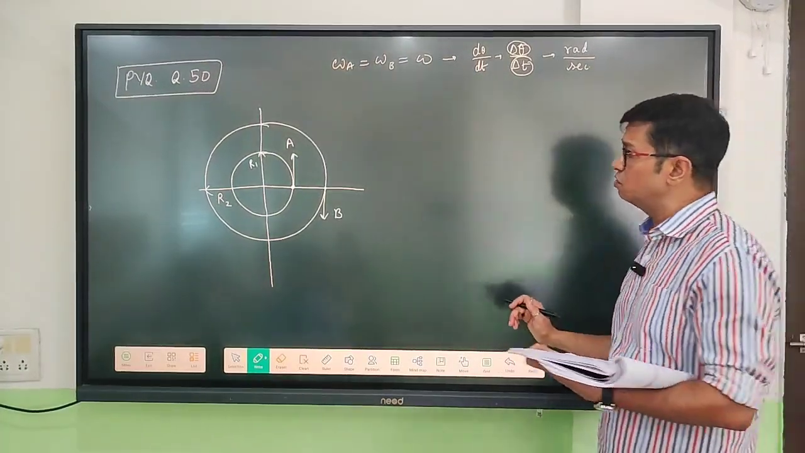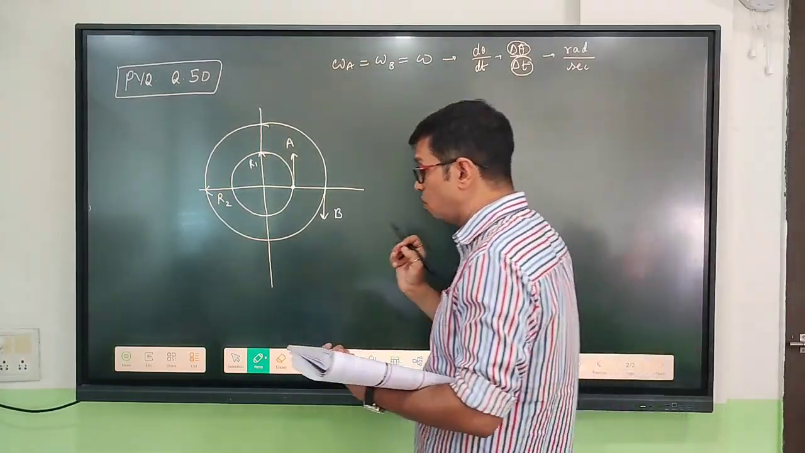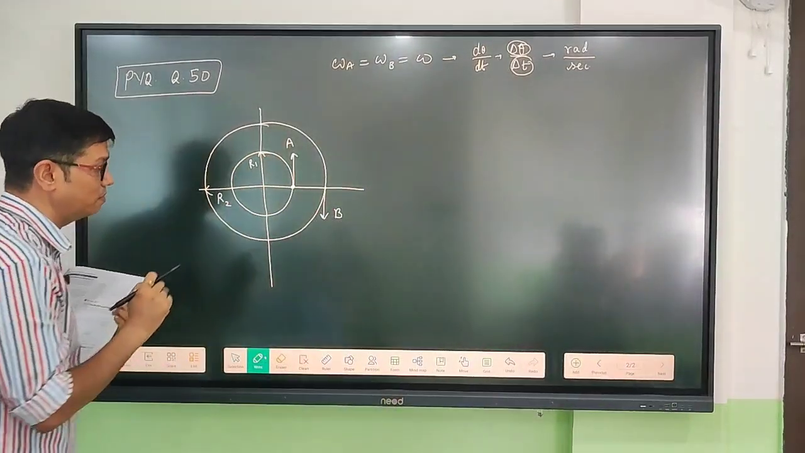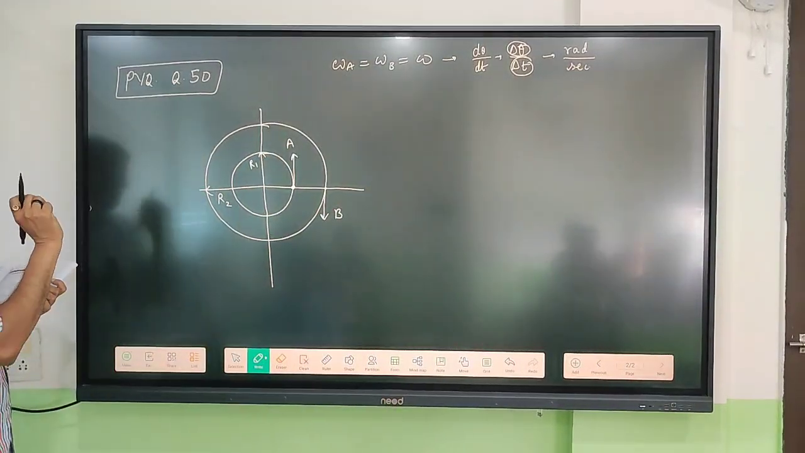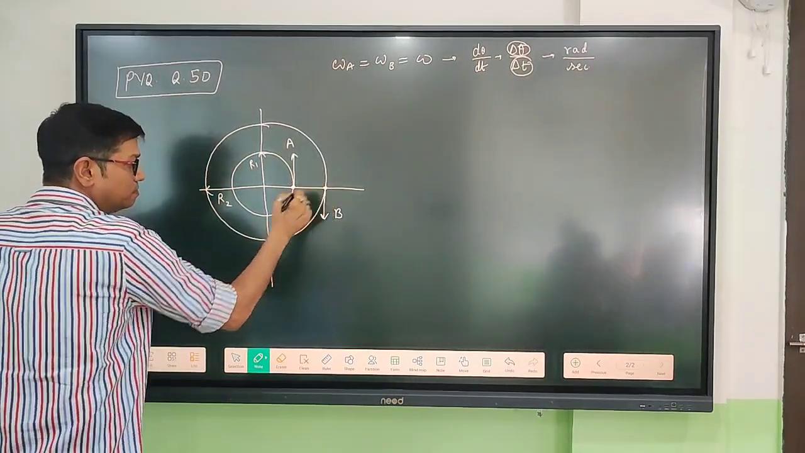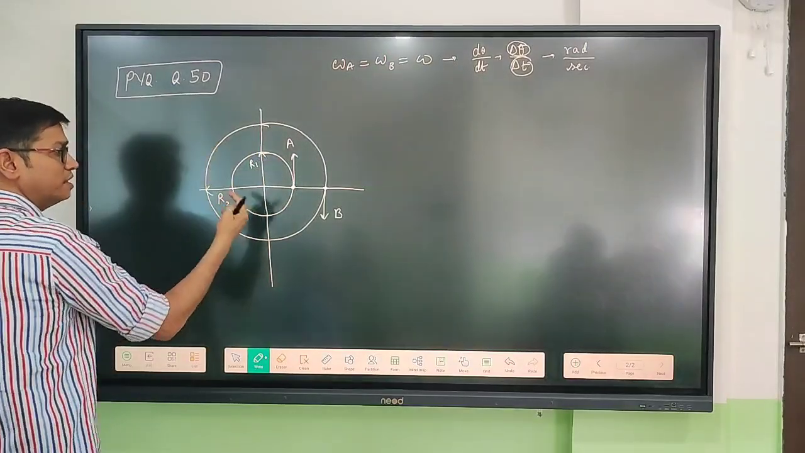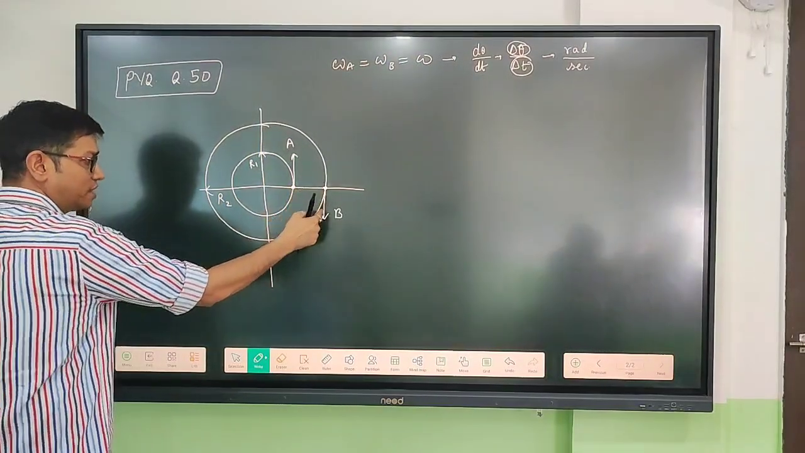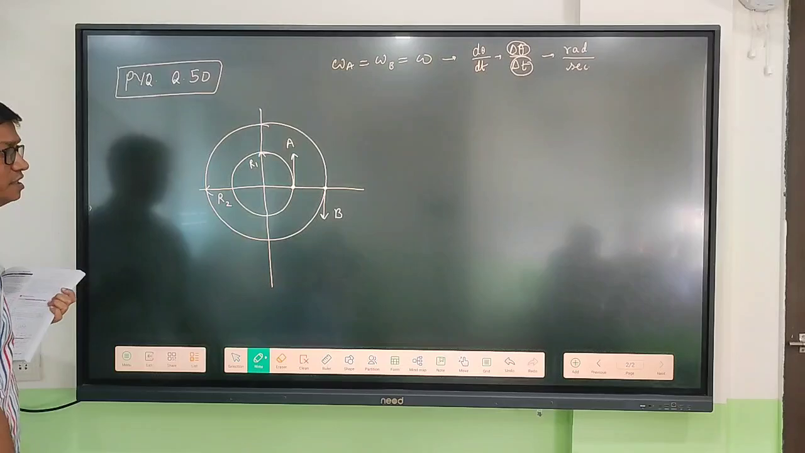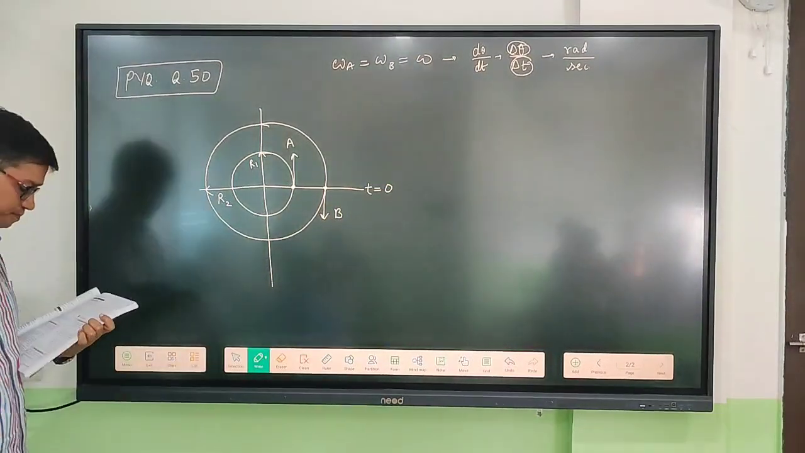At t equal to 0, now they make the problems, right? So much thought they give in each and every problem. At t equal to 0, this is the situation. This guy is at this point and going to go like this, and this guy is going to go like this. This is the situation at t equal to 0. Fine enough.